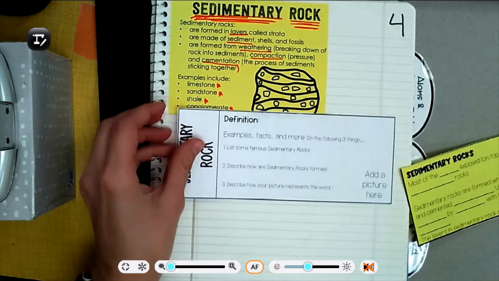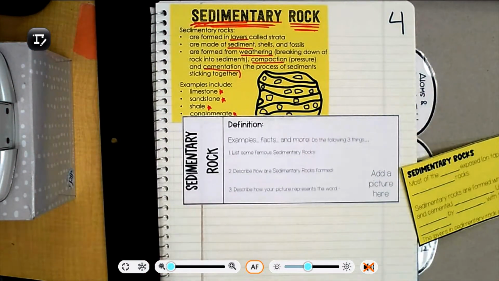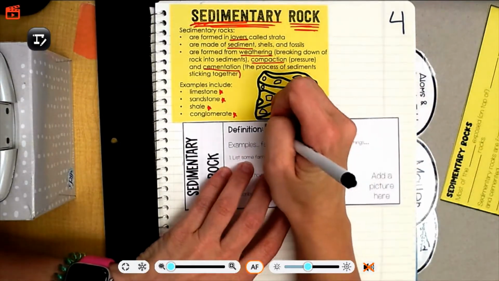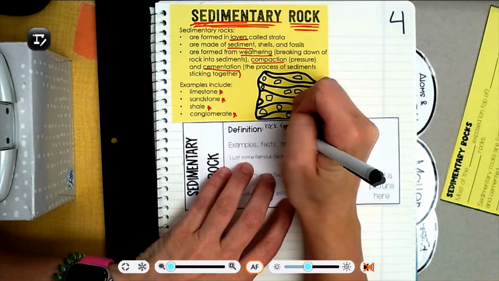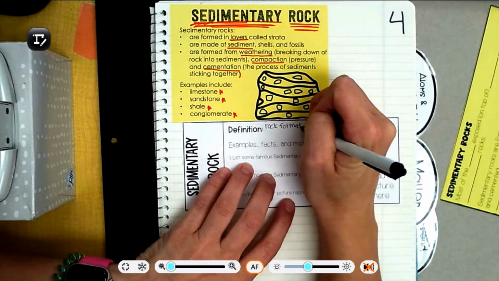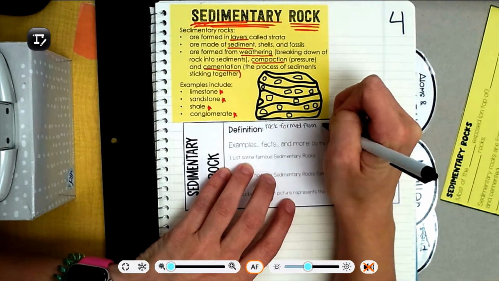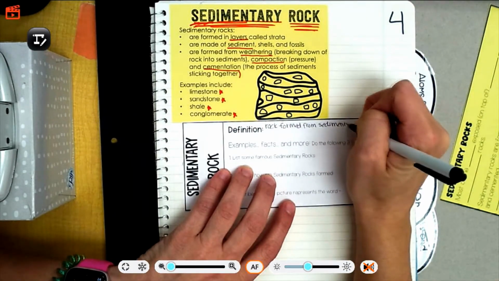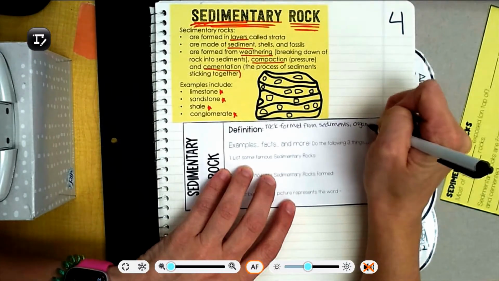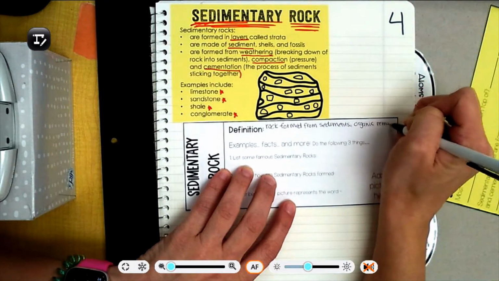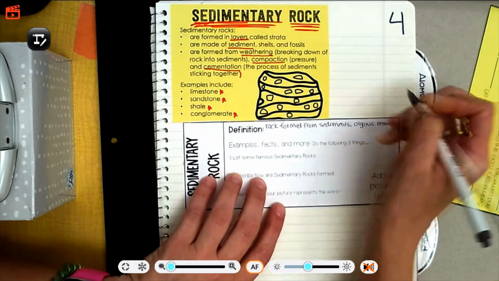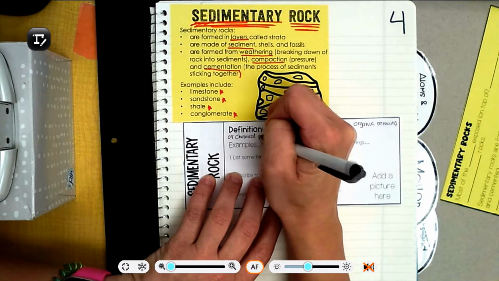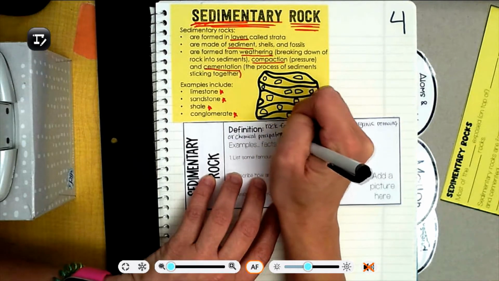Okay, our vocabulary word is sedimentary rock. So this definition is a little longer, so don't write too big. So sedimentary rock is rock formed from sediments, organic remains, so that's like fossils and stuff, or chemical precipitates, and that's like salt in water.